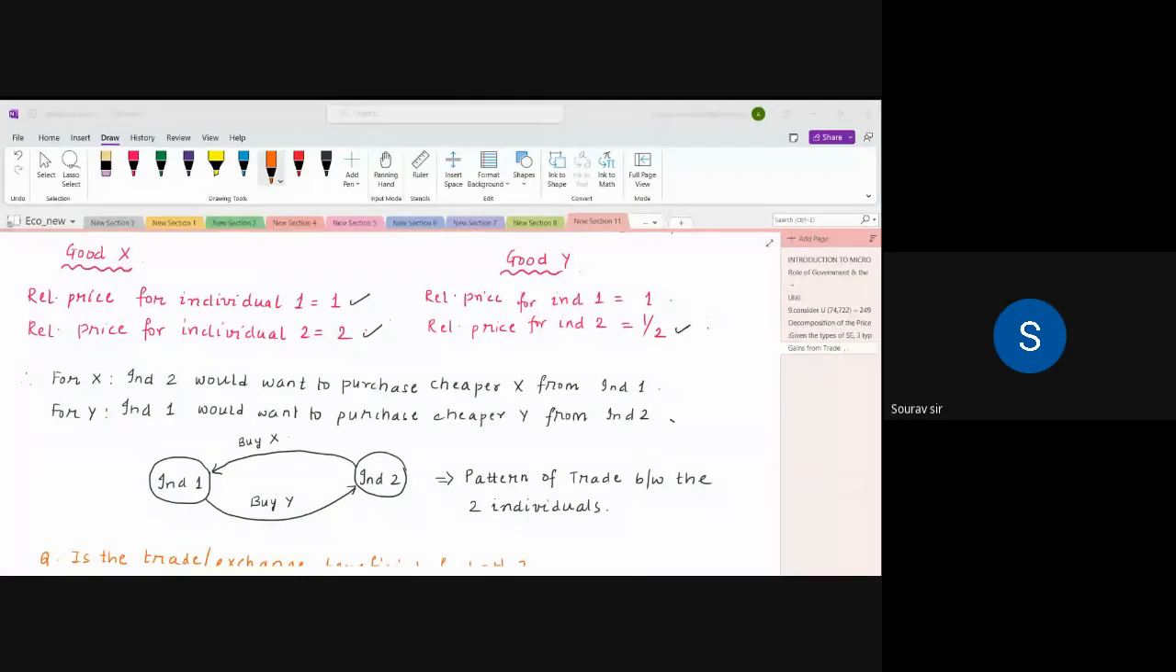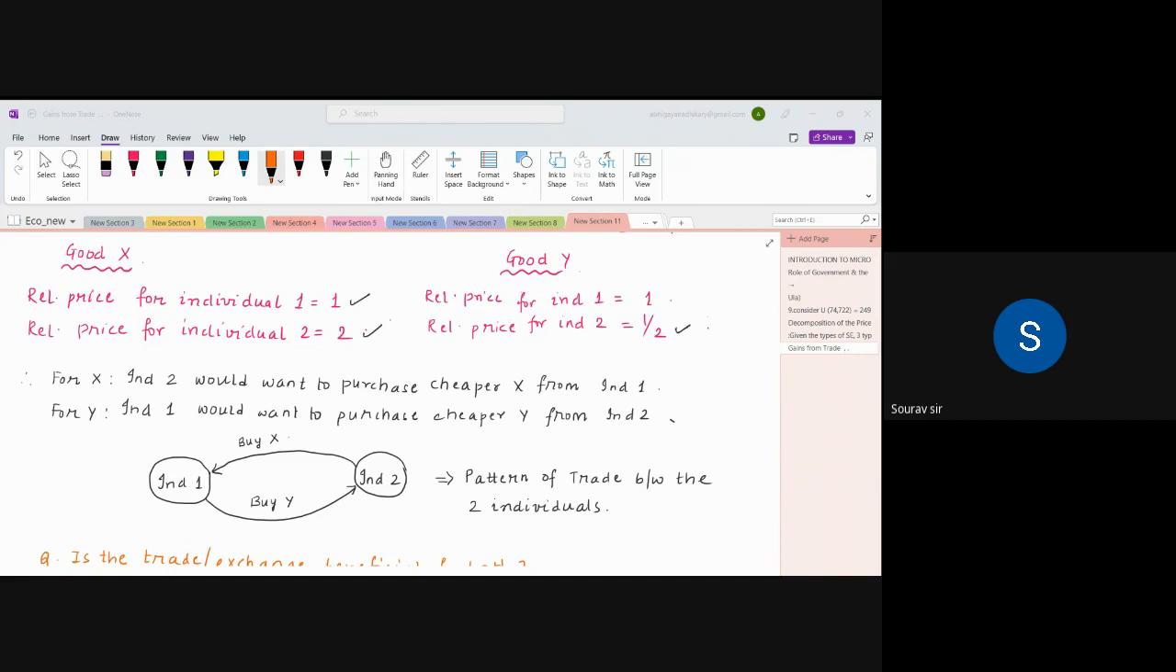Okay. Let me just add on one more line. I got it, Ankit. What you said makes perfect sense. Just one more line in addition. I'm just mentioning it for good X, and maybe we can have a similar interpretation for good Y. Look at the numbers once more for good X in particular. The pattern of trade that we got for good X is individual 2 will purchase cheaper X from individual 1.